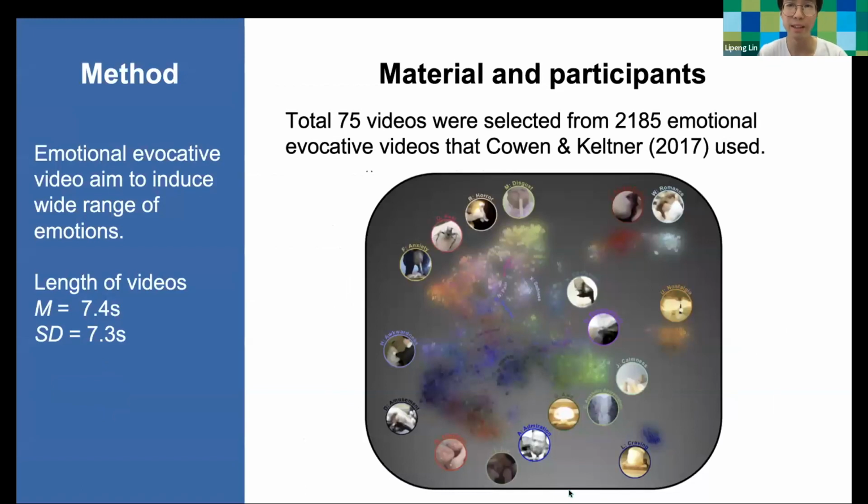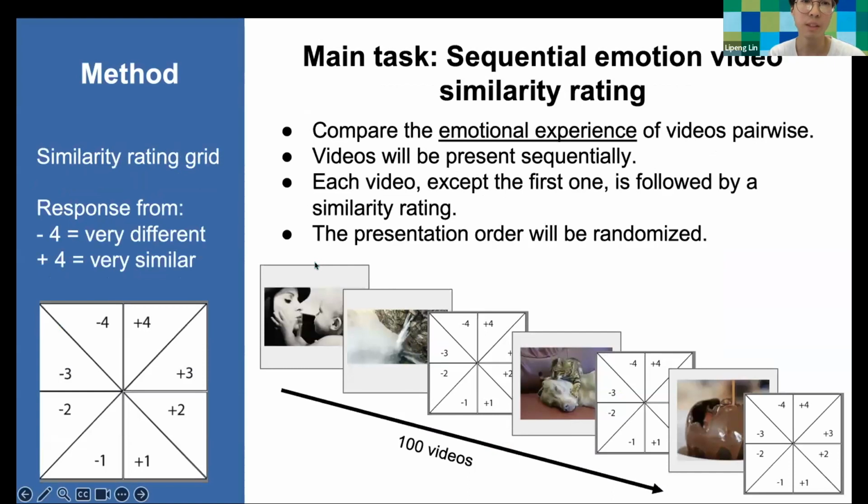Remember that in the last section, I mentioned that scientists infer the property of black holes from surrounding objects. So we need as many stimuli as possible to infer the property of conscious experience of emotion, and they need to induce a wide range of emotion experience. So we selected 75 videos from the Cowen and Keltner study. These videos have been proven to induce a wide range of emotion. And this is the main experiment.